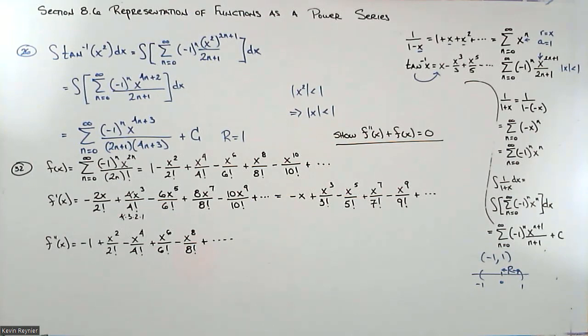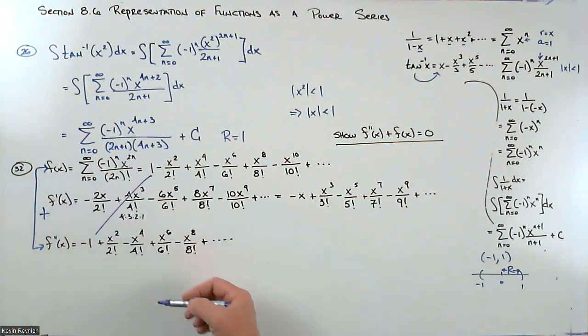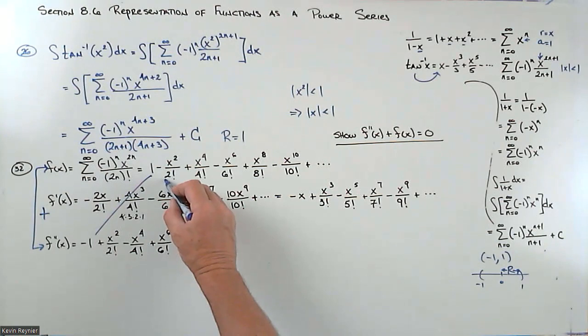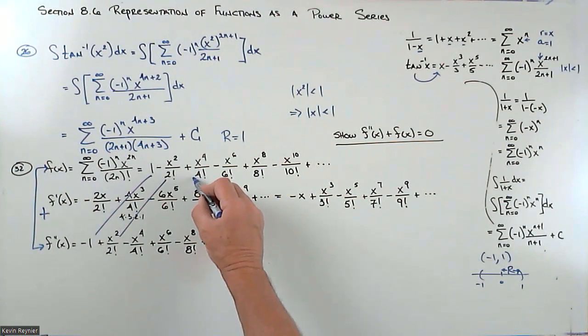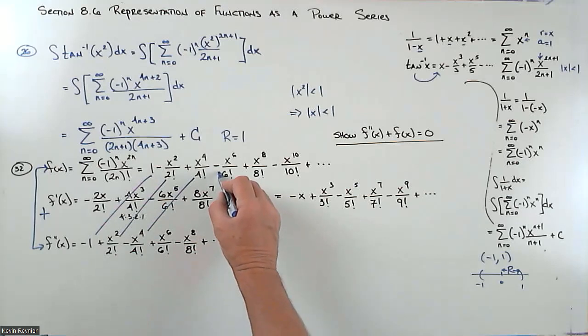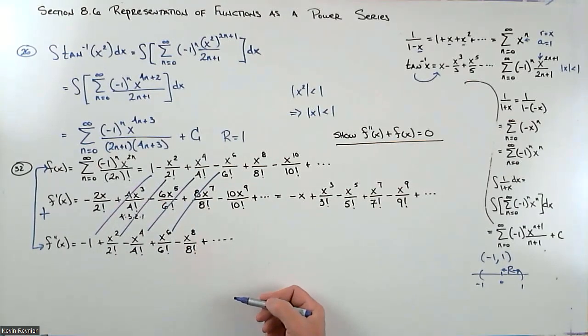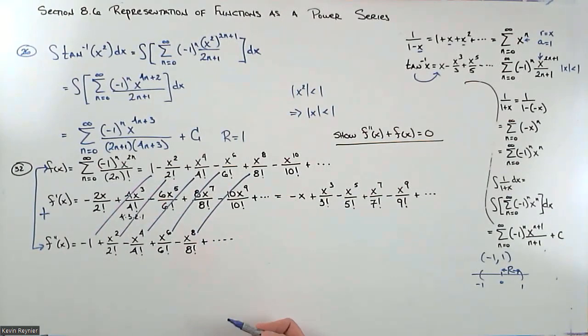Well, add these two together. This is a 1 and a negative 1. That's 0. This is a negative x squared over 2 factorial. That's a positive x squared over 2 factorial. 0. This is x to the 4th over 4 factorial. That's negative x to the 4th over 4 factorial. 0. This is negative x to the 6th over 6 factorial. That's positive x to the 6th over 6 factorial. 0. This is x to the 8th over 8 factorial. This is minus x to the 8th over 8 factorial. 0. And it's just going to continue. Term by term by term, they're going to be the same thing.